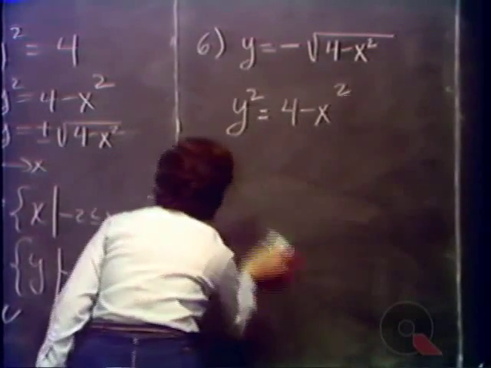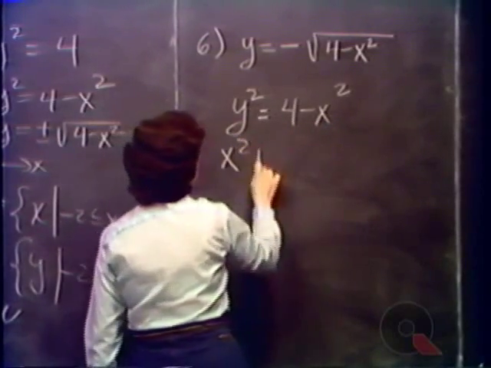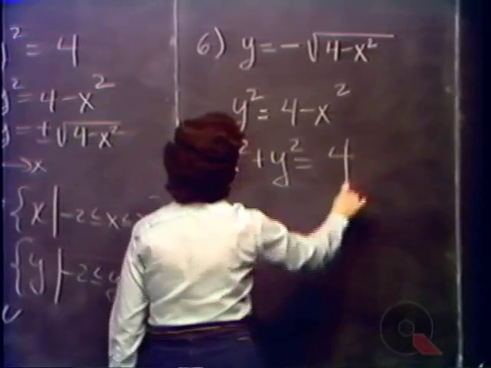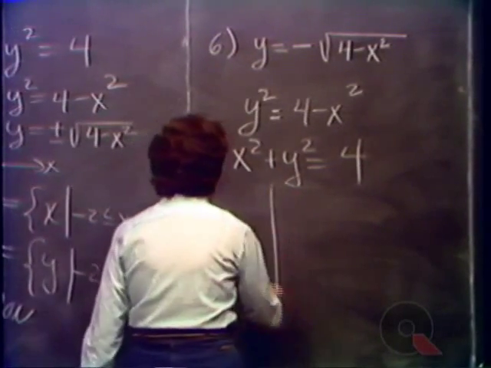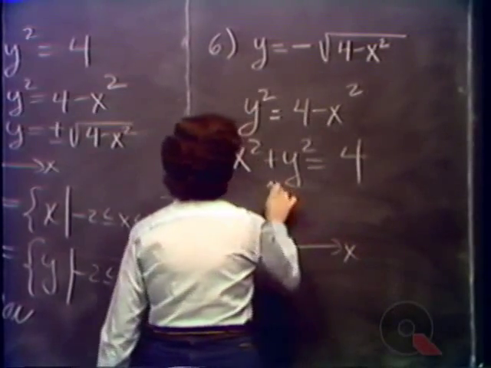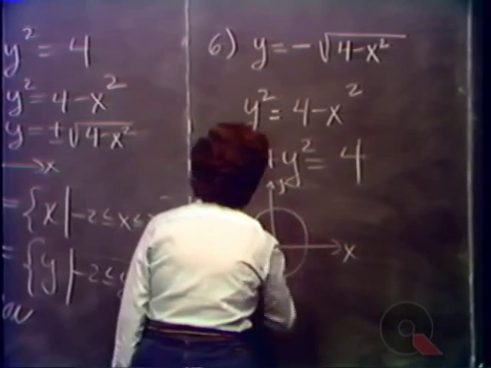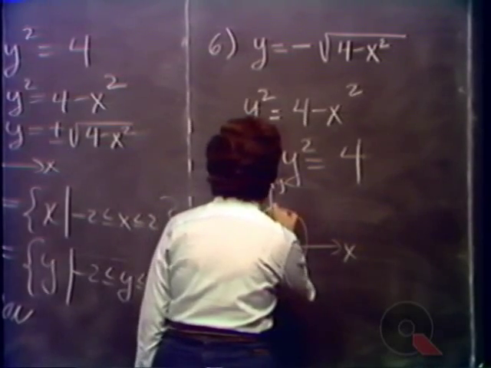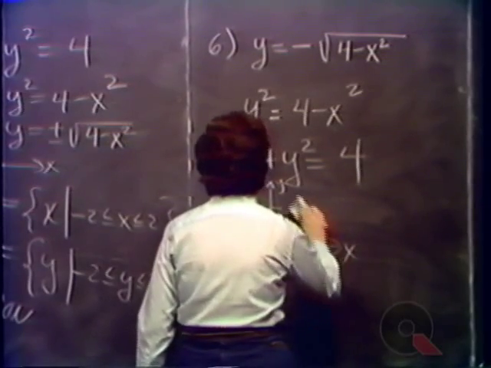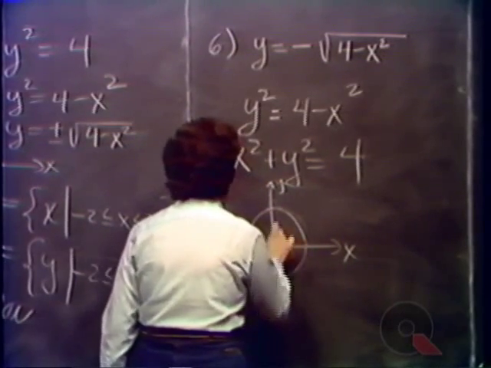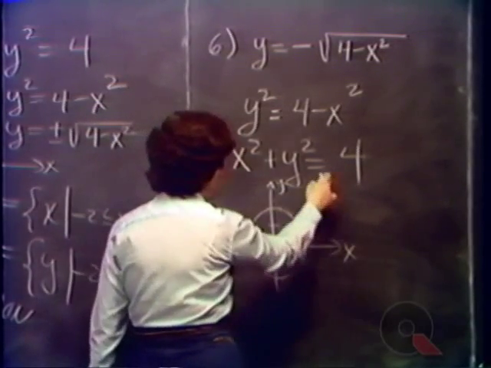Now in this form, we see if we add x squared to both sides, we are once again talking about our circle, the one that we just sketched before. This is the equation of a circle with center at the origin and radius 2. Center at the origin, radius 2. Now that's the graph of this equation.